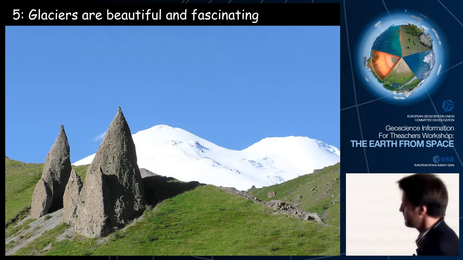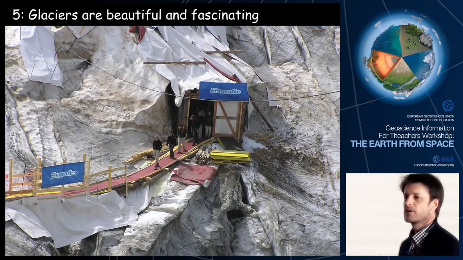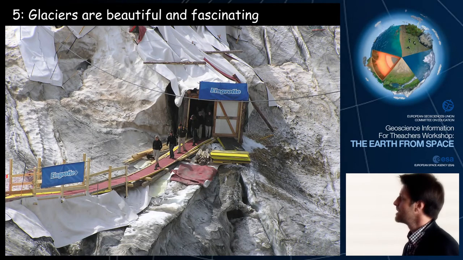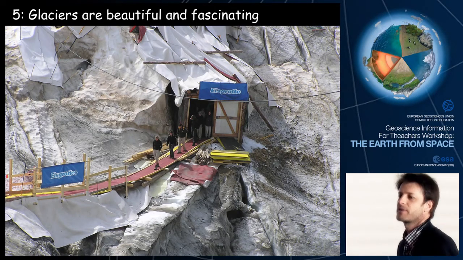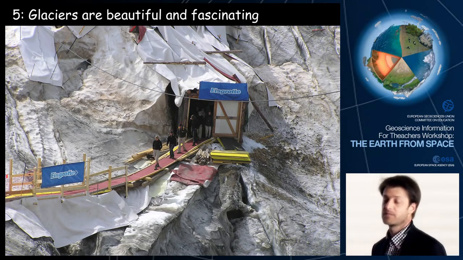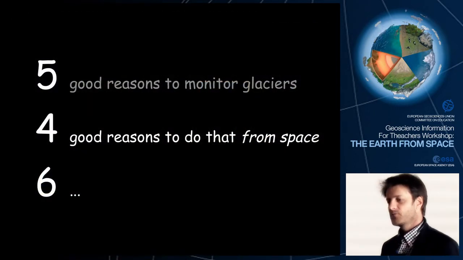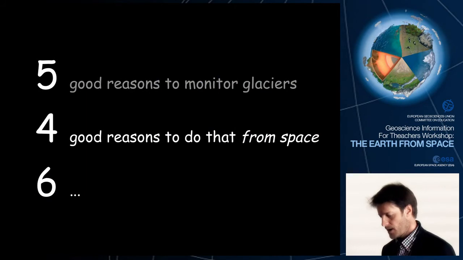This is Mount Elbrus. And therefore, in some regions, glaciers also are an important background for tourism. So this is an example from the Swiss Alps. So tourists are attracted by glaciers. And we don't know how the tourism will change when glaciers disappear, for instance, in some regions. So I gave you 5 good reasons to monitor glaciers, and I will give you 4 good reasons to do that from space.